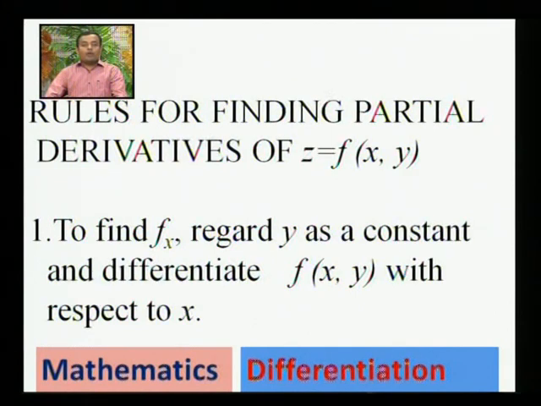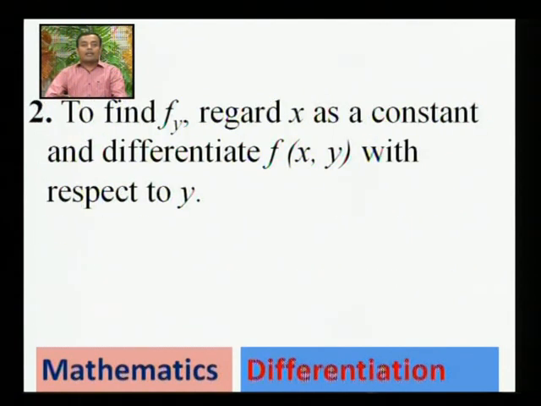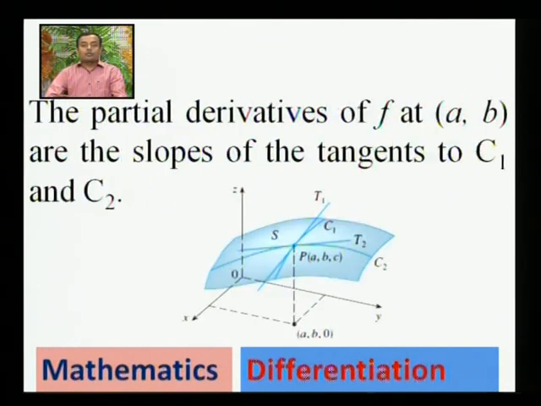So now the rules for finding the partial derivatives: we have seen that to find f_x we have to treat y as a constant and differentiate f(x,y) with respect to x, and to find f_y we have to regard x as a constant and differentiate f(x,y) with respect to y. So now let us see what the partial derivatives actually are. The partial derivatives of f at (a,b) are the slopes of the tangents to C1 and C2.